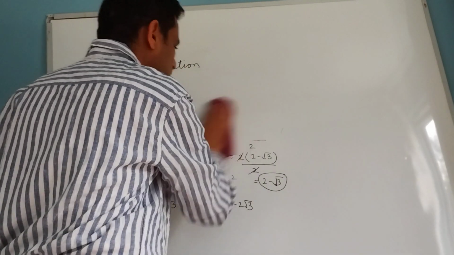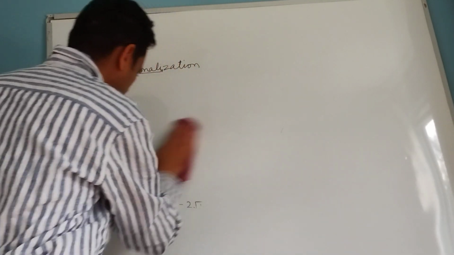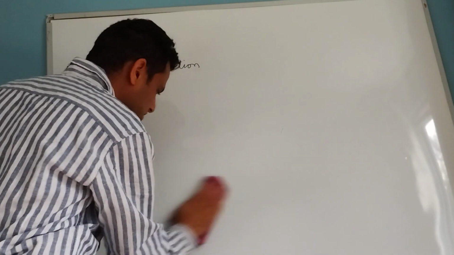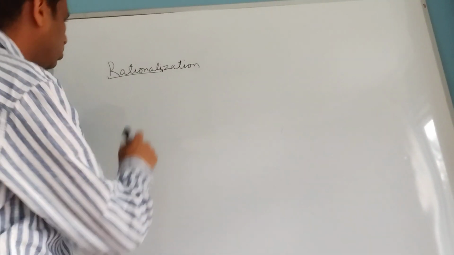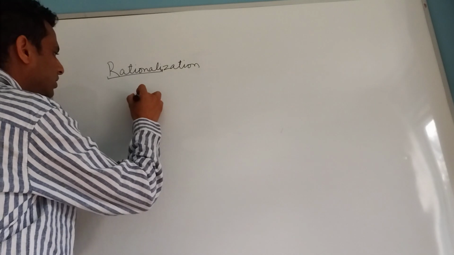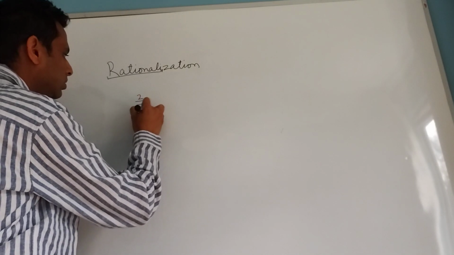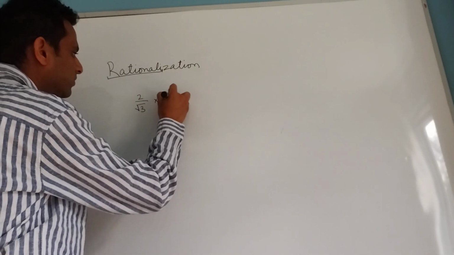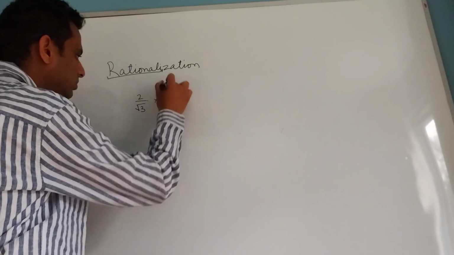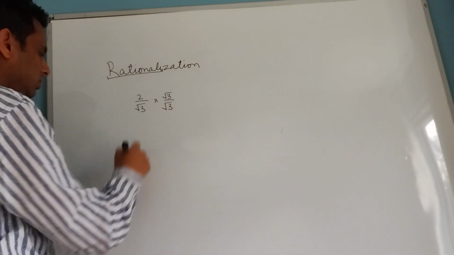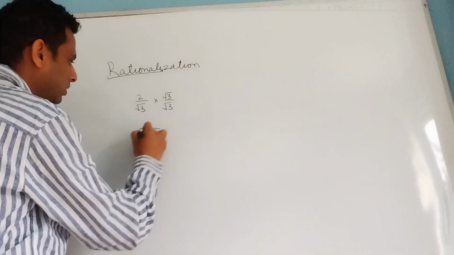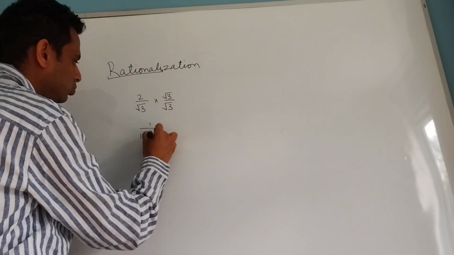We've seen two kinds of questions. The first one talks about doing a rationalization of a fraction like 2 by root 3. Here we multiply and divide by the same number as in the denominator. The other was like 1 by 1 plus root 2.